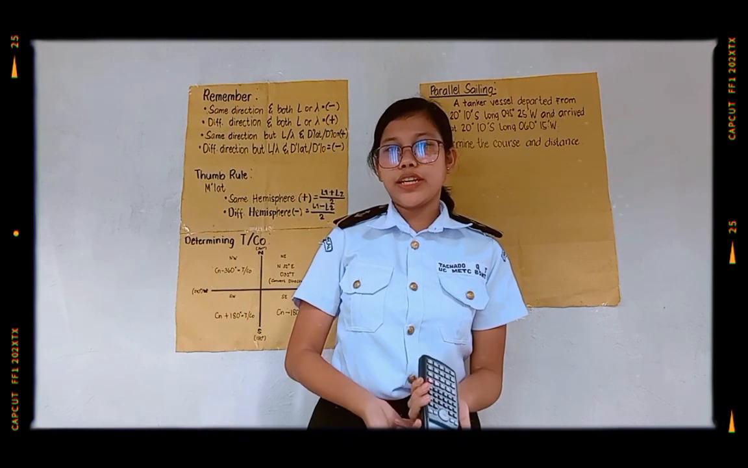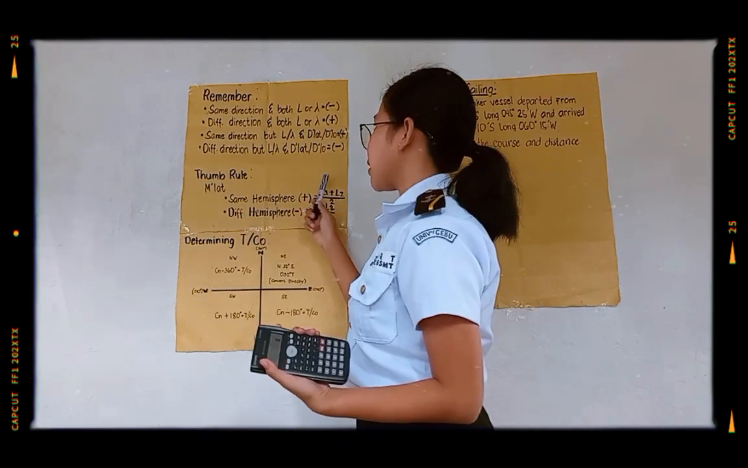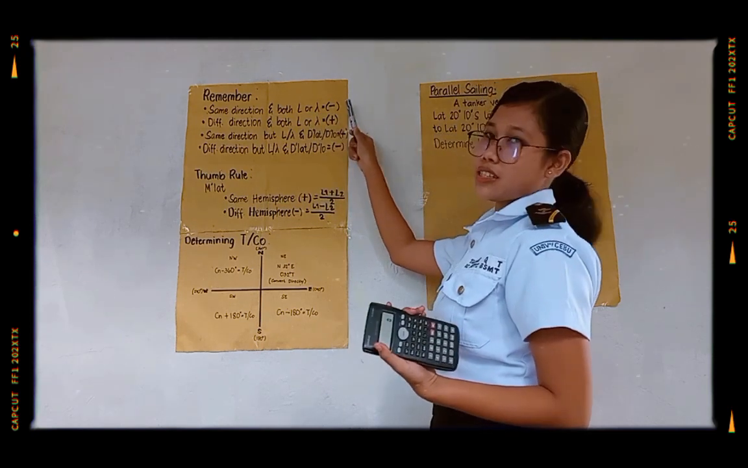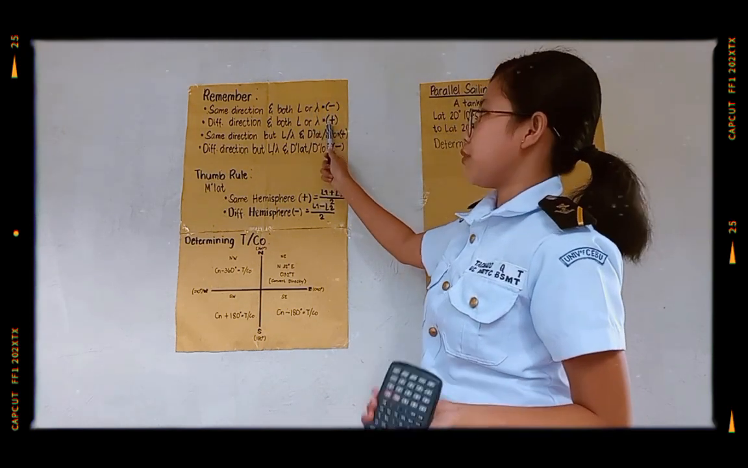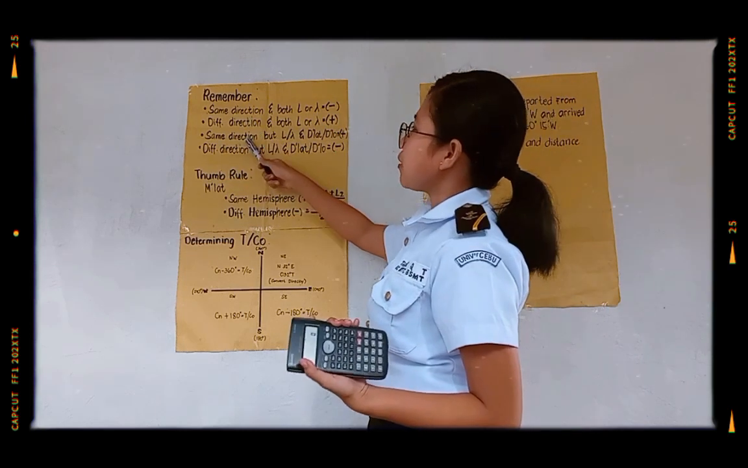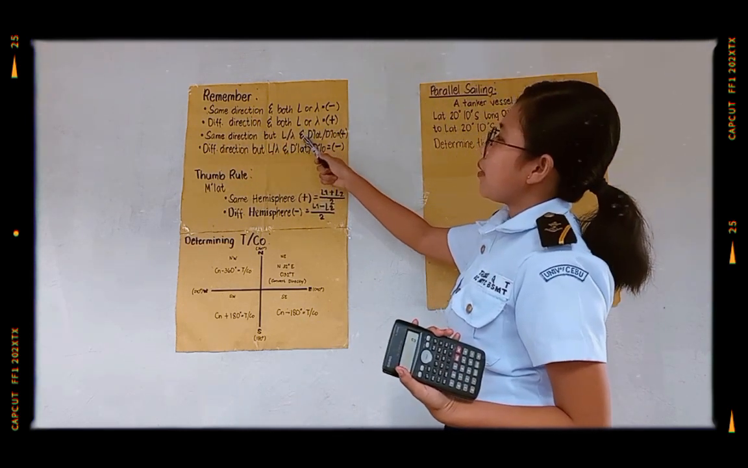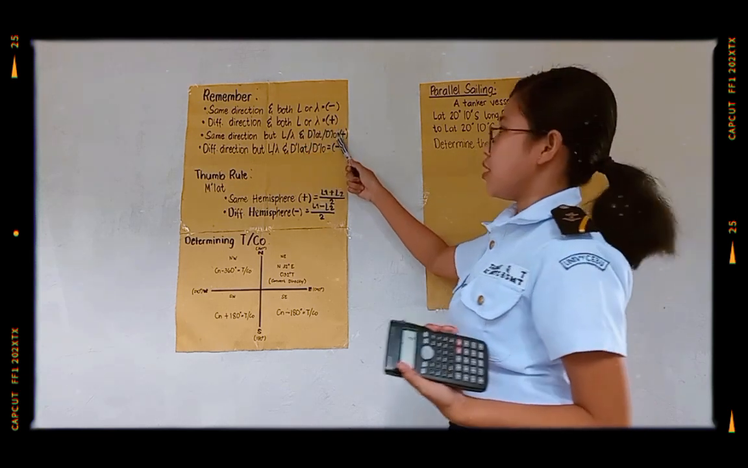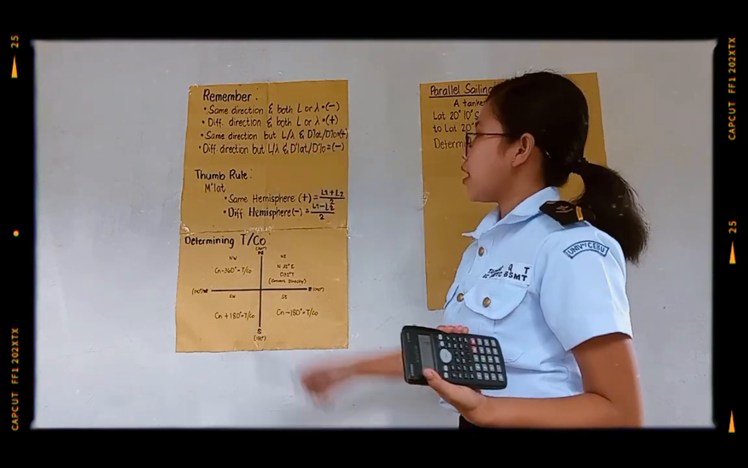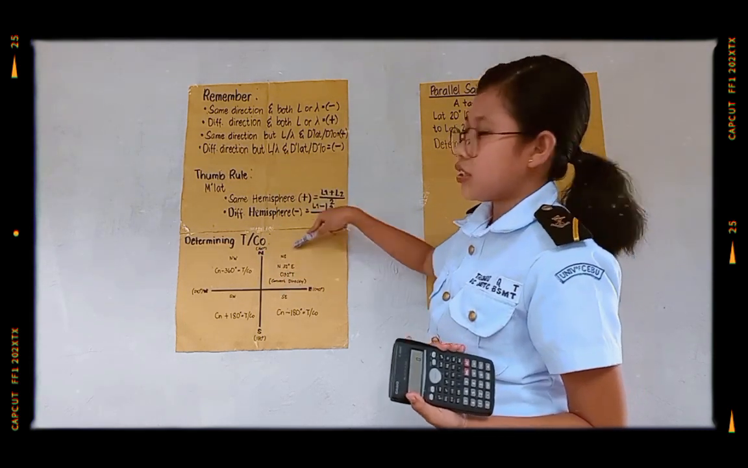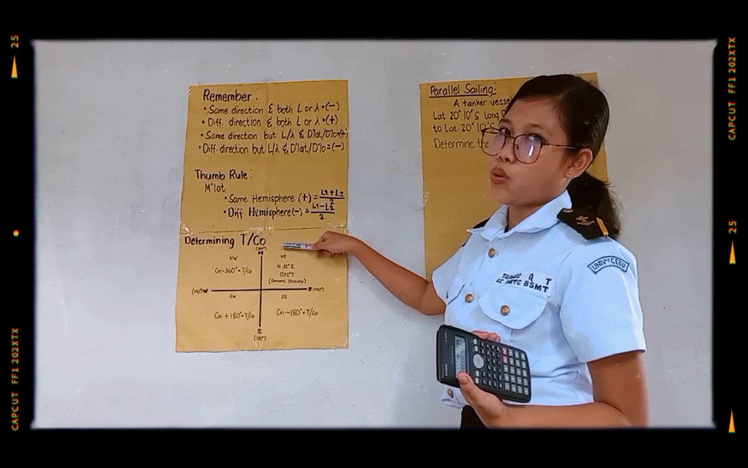But before we start, let's first remember this. Same direction, both latitude or longitude, subtraction, and vice versa. But if same direction paired with longitude or latitude and D-lat or D-long, addition and vice versa. The thumb rule and the factors in determining the true course.